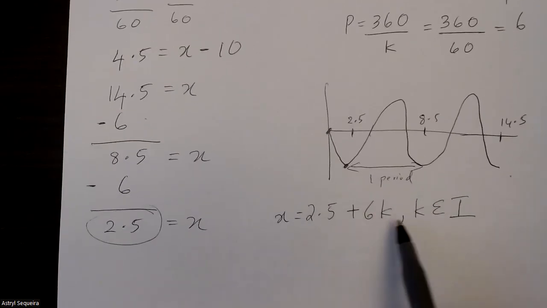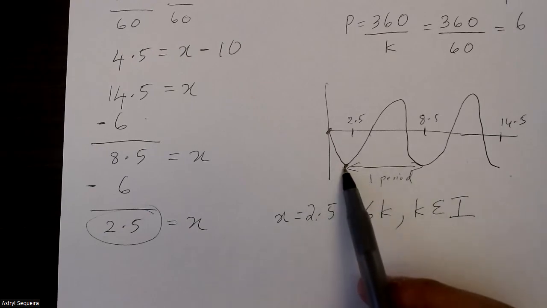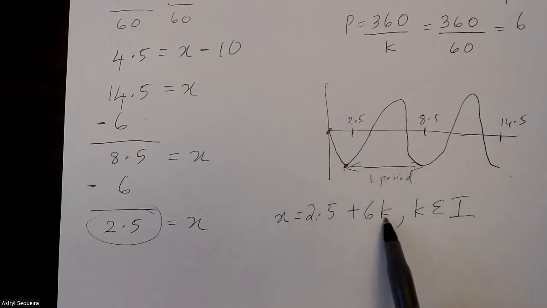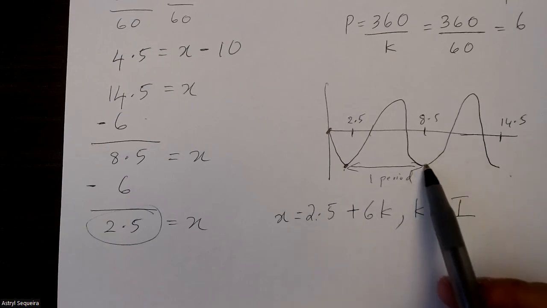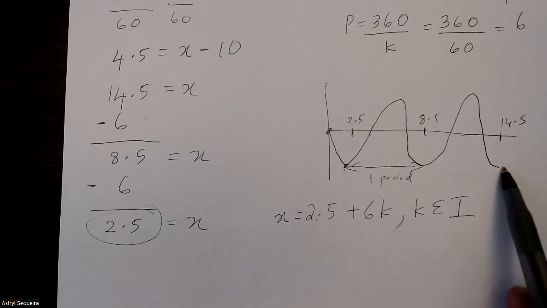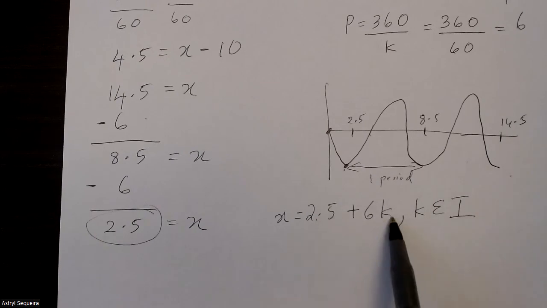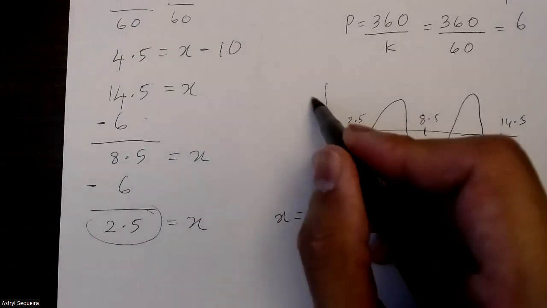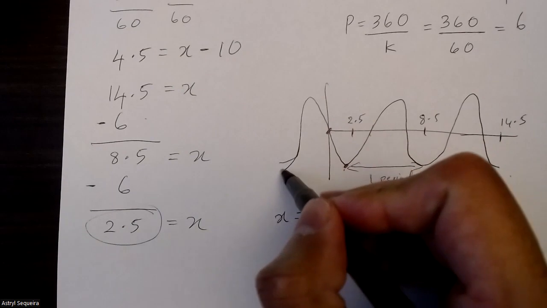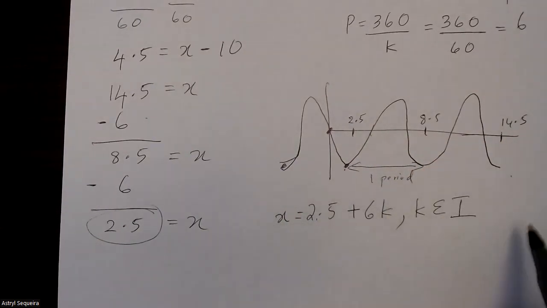So what does this mean? If k is 0, my solution is just 2.5, which is my first solution here. If k is 1, it's 2.5 plus 6, which is the second solution here, 8.5. If k is 2, it's my third solution. k is 3, it's my fourth solution. If k is -1, it's the solution back over here. So this is just your way of writing and repeating infinite solutions.